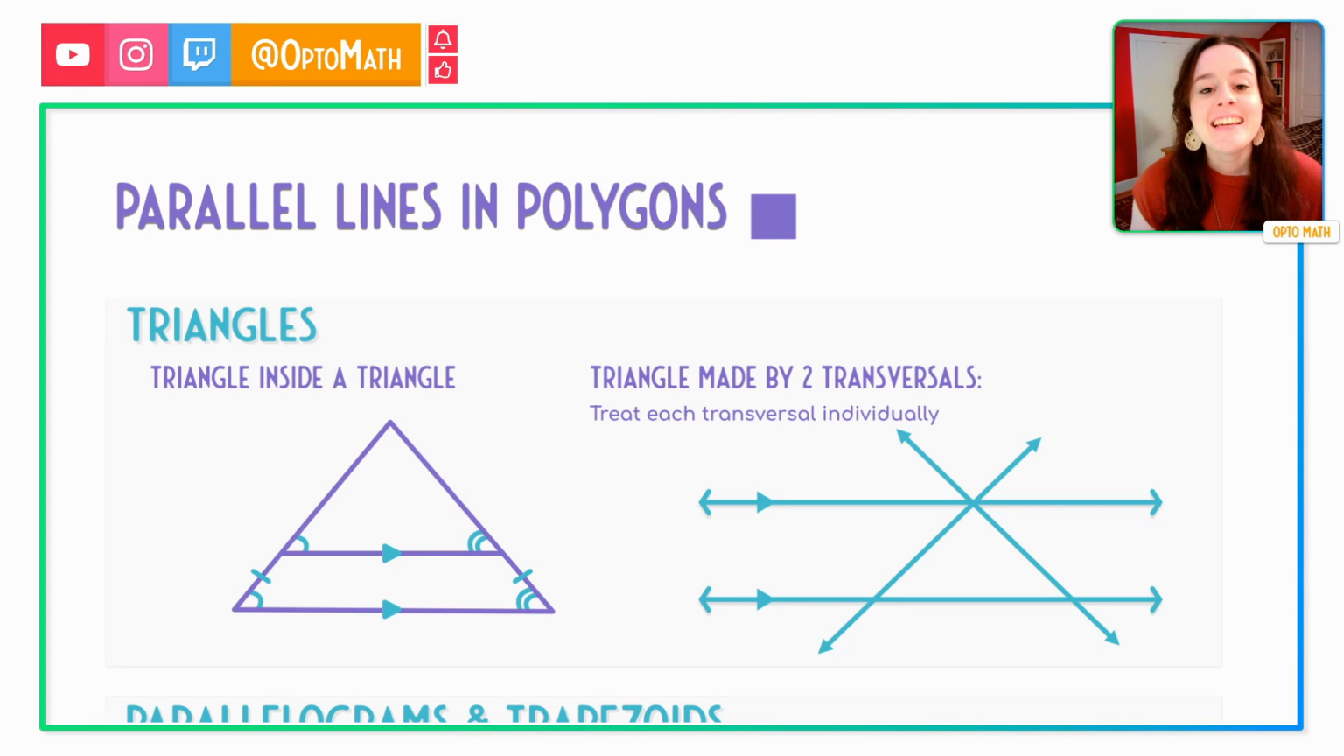Hey Opties! Today we're talking about parallel lines in polygons, specifically triangles and parallelograms and trapezoids. So triangles and some special quadrilaterals.